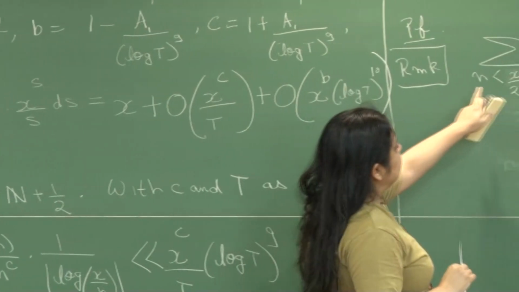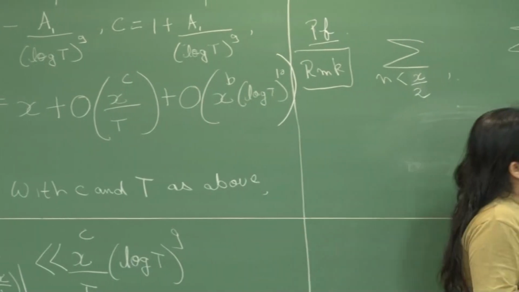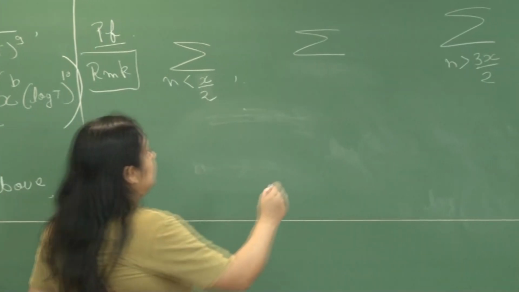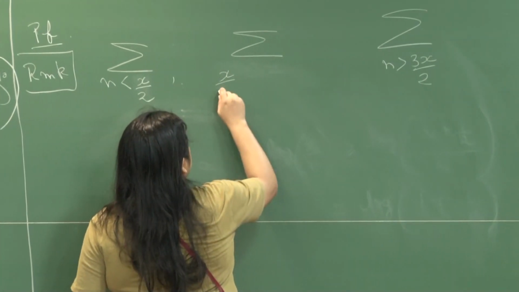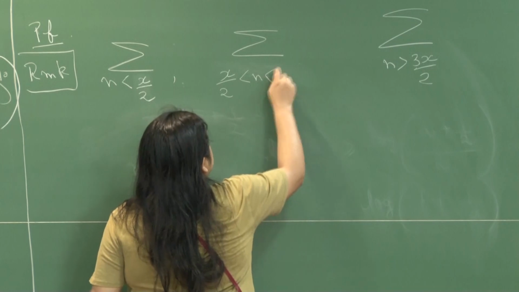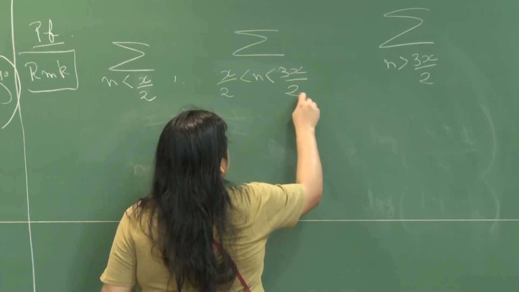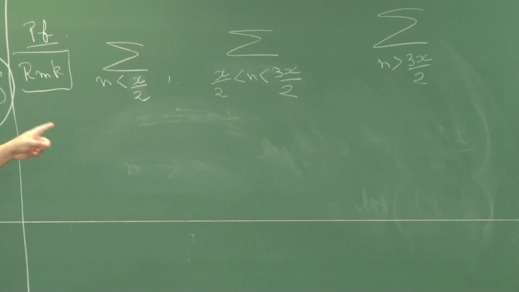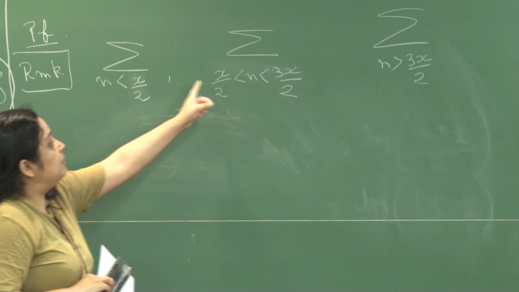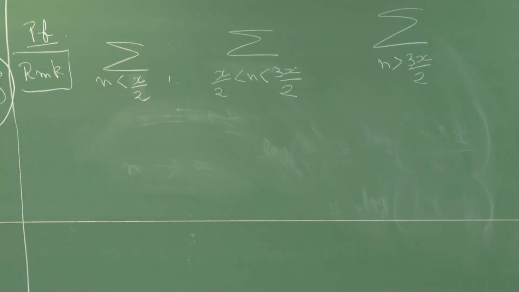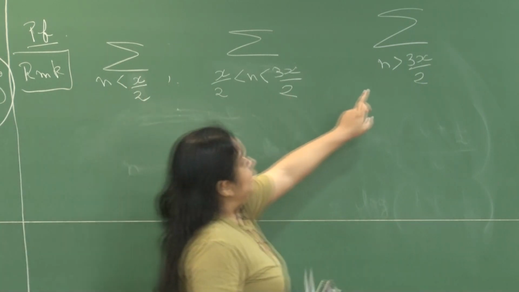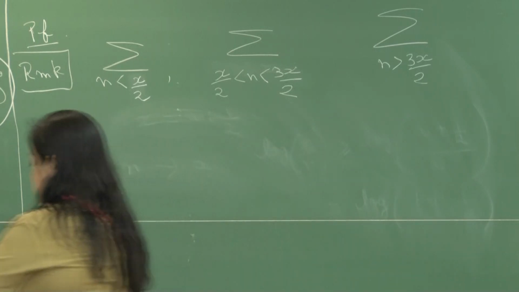So, we break this into n less than x by 2, n greater than 3x by 2, and whatever lies in between. A good chunk of the work would have to be done for these terms, because this is the interval where n has the possibility of coming very close to x. So, we have to be careful about how we bound this sum in this regime here. These two are fairly simple to evaluate, and we do just that.